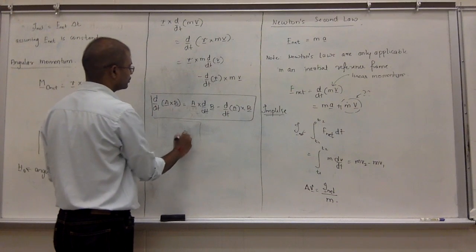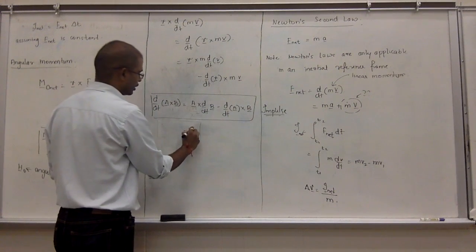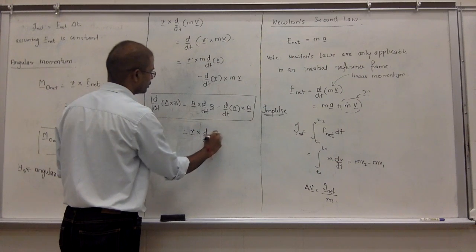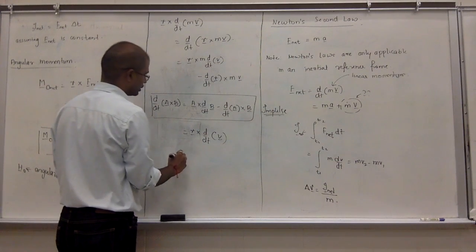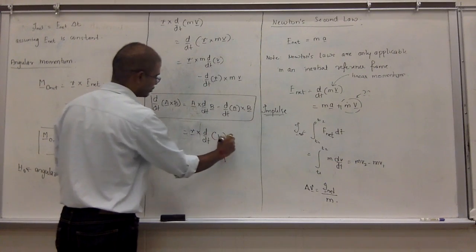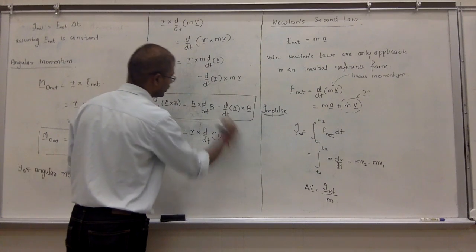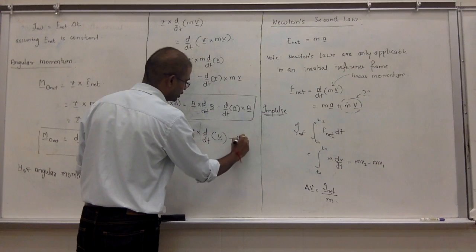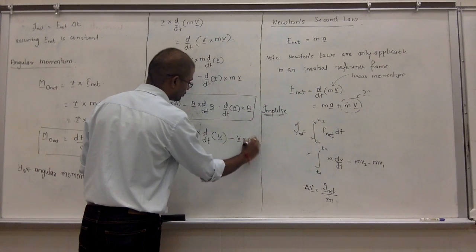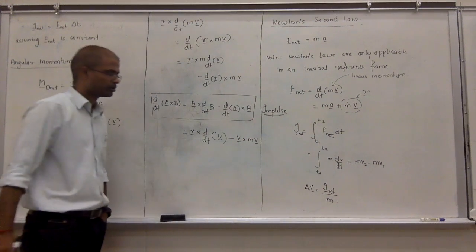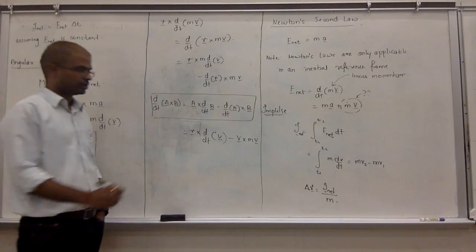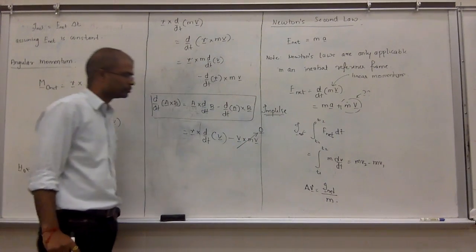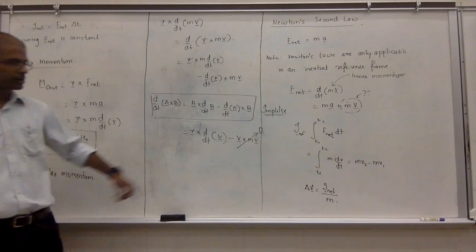So if you apply this, we'll continue here. You have R cross d over dt of V, minus d over dt of R, which is V, correct? It is V cross mV. This is 0. Why is this 0?